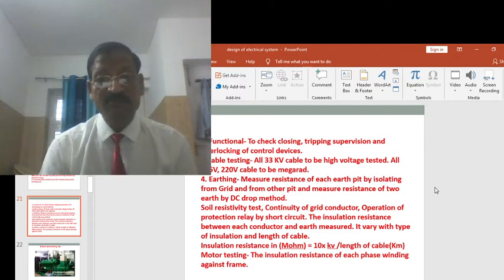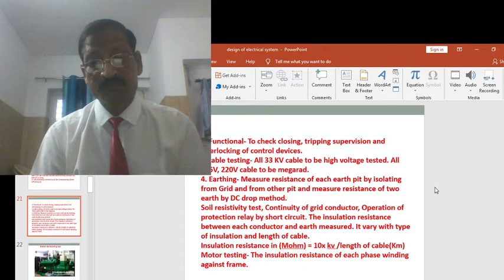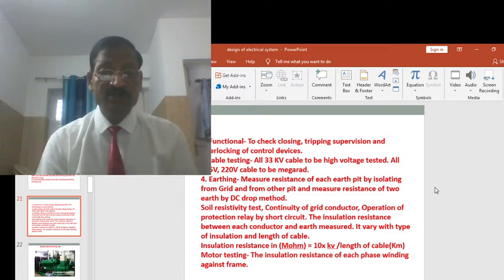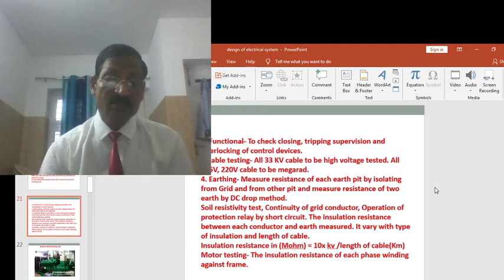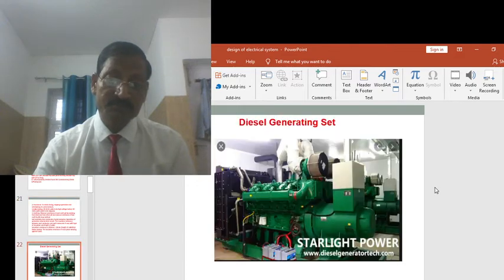Earthing: measure the resistance of each earth pit by isolating it from the grid and from other pits, and measure the resistance of 2 earths by the DC drop method. Soil resistivity test, continuity of grid conductor, operation of protection relay by short circuit, the insulation resistance between each conductor and earth measured. It varies with different types of insulation and length of the cable. Then insulation resistance: we check the insulation resistance of all the cables and motors.